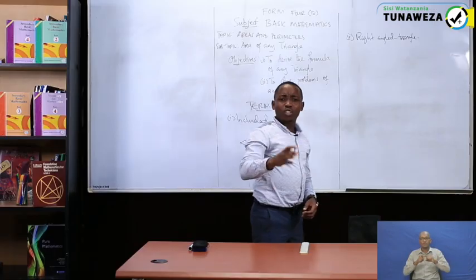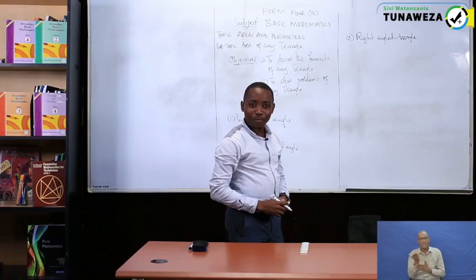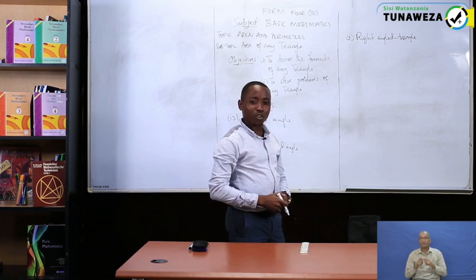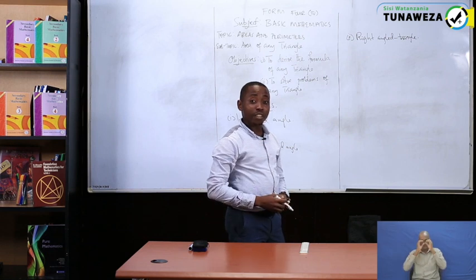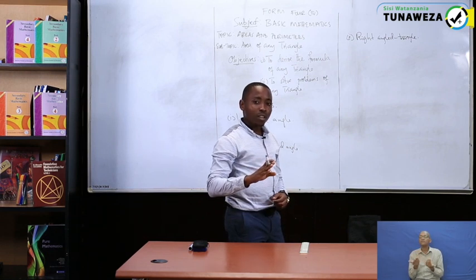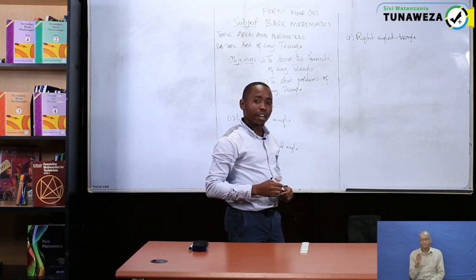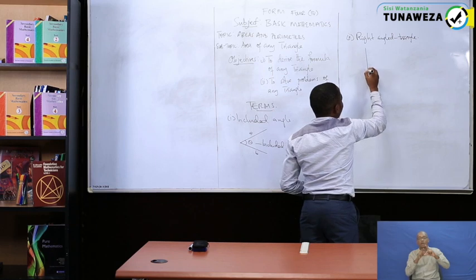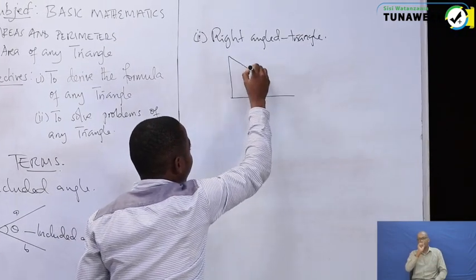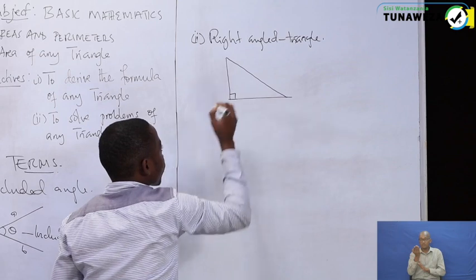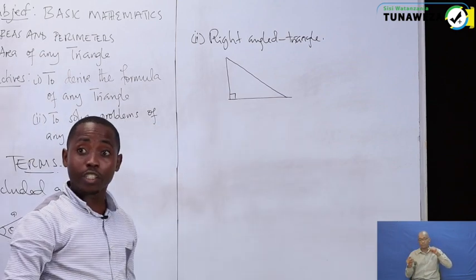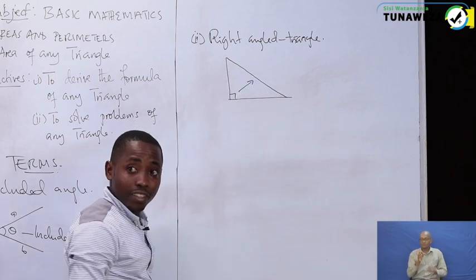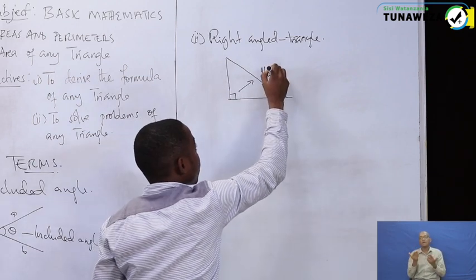In any right-angled triangle, I think you remember that we have three sides, but the main side that you need to focus on is the side which is faced by the angle which is 90 degrees. Let's say this is our right-angled triangle. That is where we have our 90 degrees. Then the side that faces it is known as the hypotenuse.